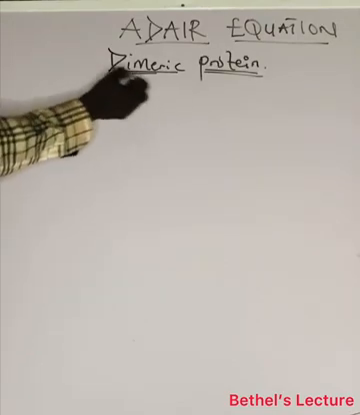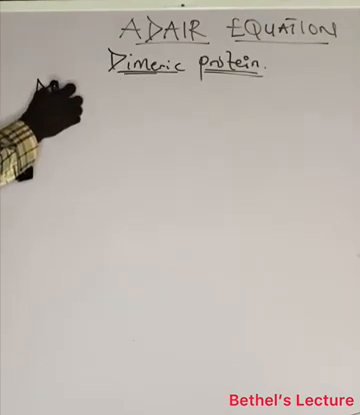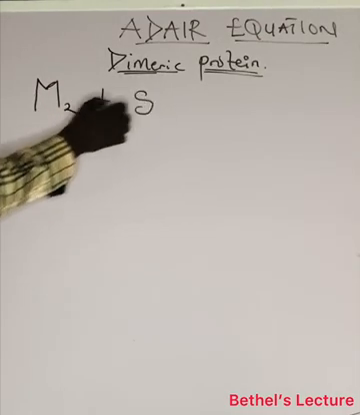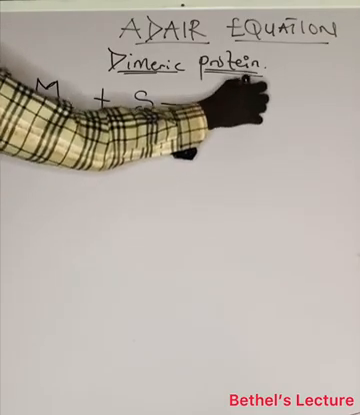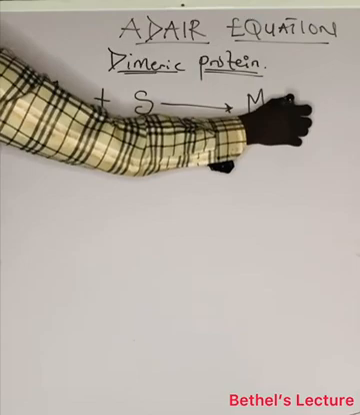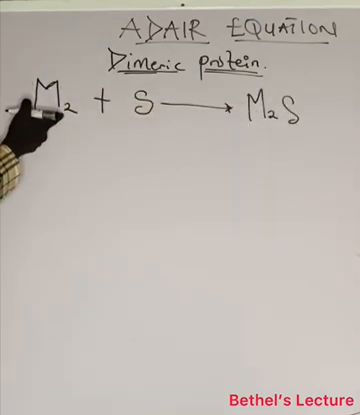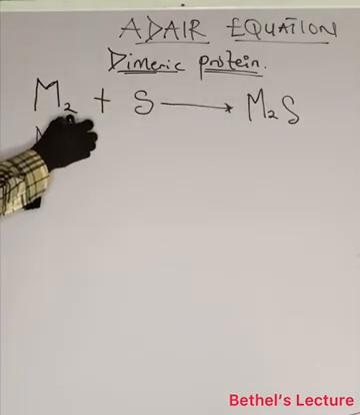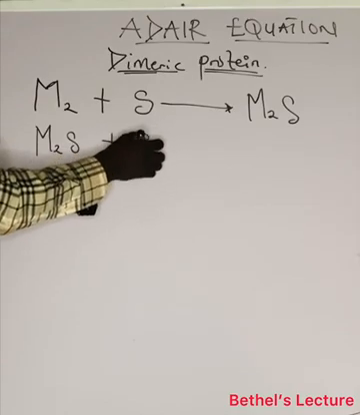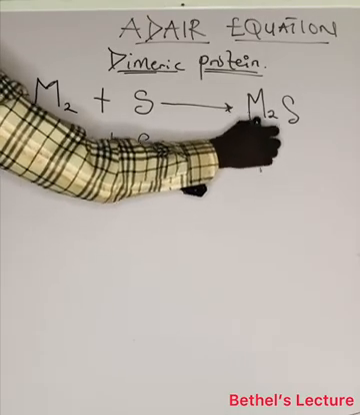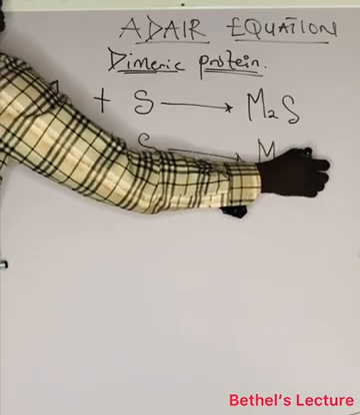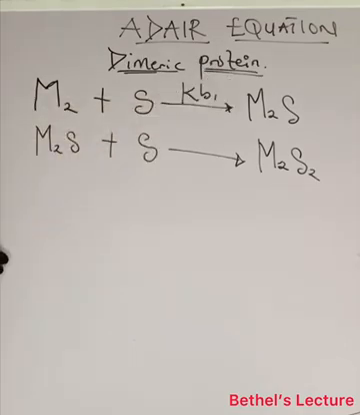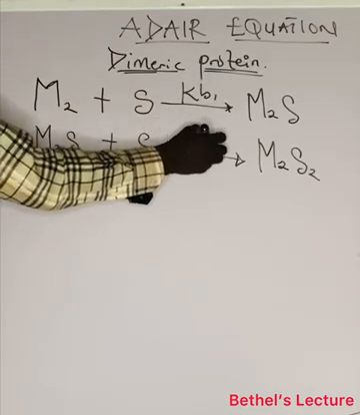Alright, now for dimeric, it means the protomer, which will be represented as M, has 2 binding sites. So it will combine with the substrate and form M2S. Are you getting it now? But since it has 2 binding sites, we can take this M2S and combine it with a further substrate, and it will be completely saturated and form M2S2. Right, the rate constant of the first one will be KB1, while the second one will be KB2.